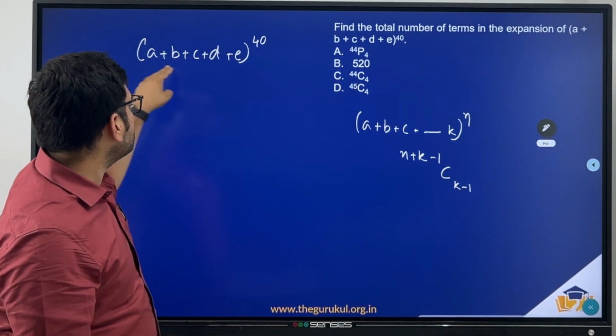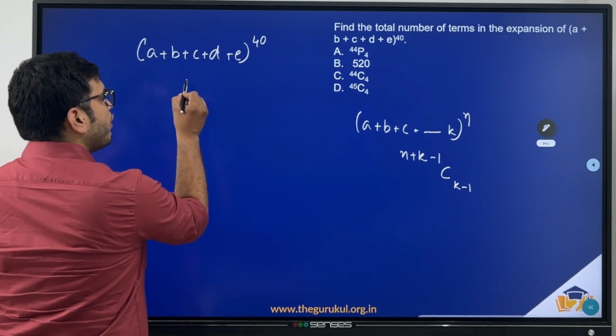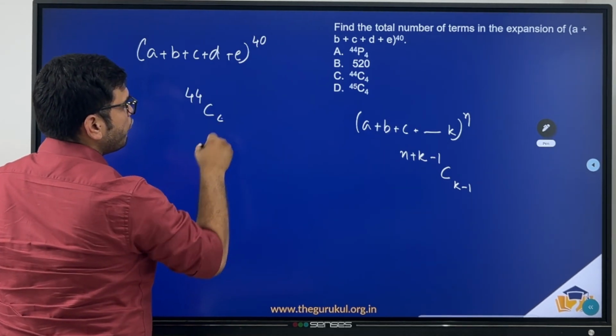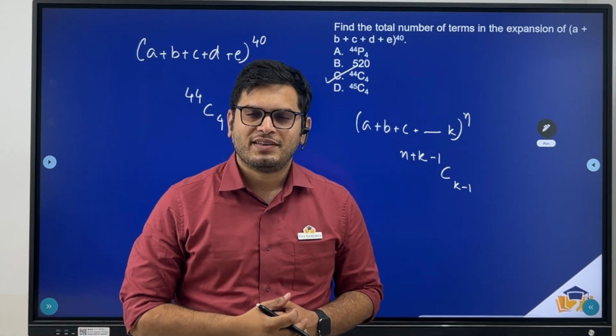Here, since we have 5 terms, the value of K is 5 and N is 40. So 45 minus 1 is 44, C, 5 minus 1 is 4. So 44C4, hence option C should be the answer to this question.